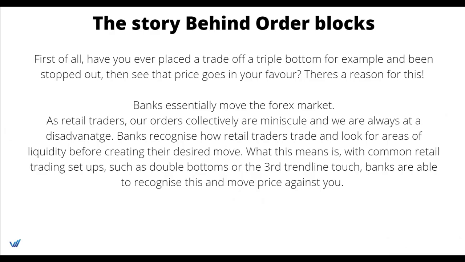Okay, as retail traders, we don't do a lot. Our orders are very minuscule, and we're always at a disadvantage because of this. However, the banks recognize how retail traders trade, and they look for areas of liquidity above or below your orders. So say for example you set a sell limit on your triple bottom, there's liquidity sitting where your stop loss is. There's loads of orders there, and you're not going to be the only one taking that trade, so there's a lot of liquidity there.